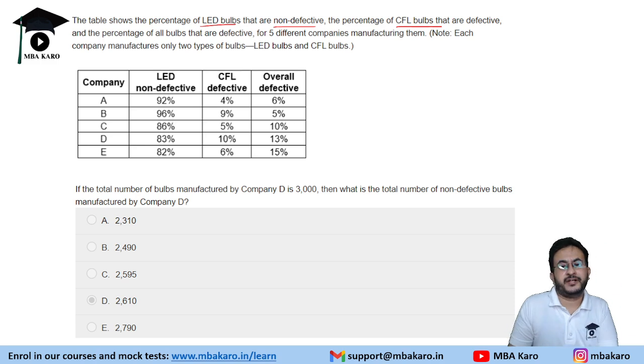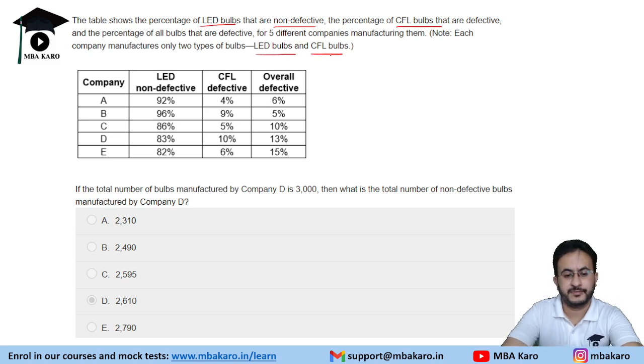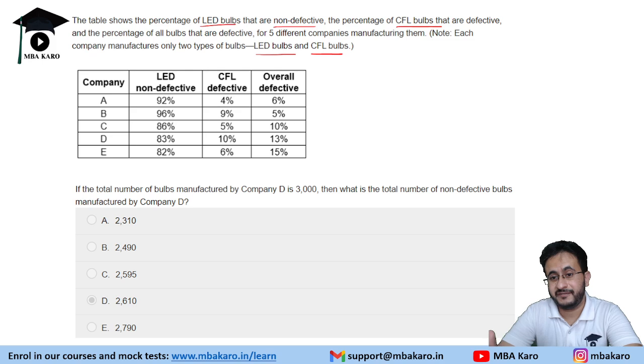for 5 different companies manufacturing them. Each company manufactures only two types of bulbs, LED bulbs and CFL bulbs. Now again, this is a good concept of allegation. We saw in the previous question also it was tested. So prepare this chapter well and understand the concepts of mixture and allegation, which could be used even in DI.